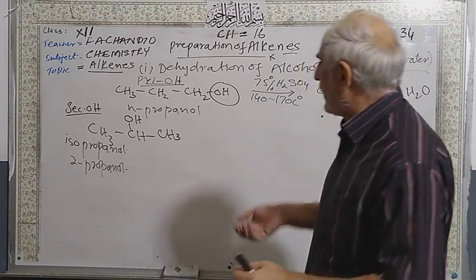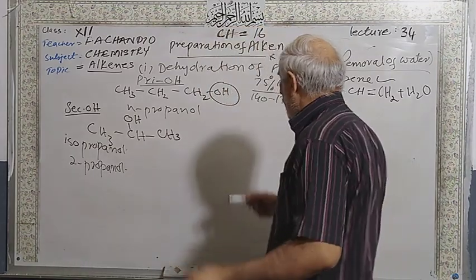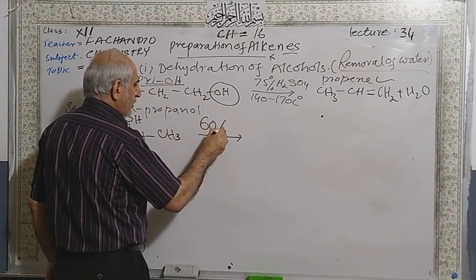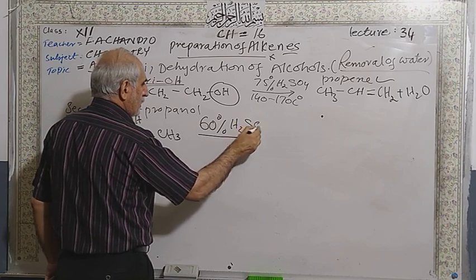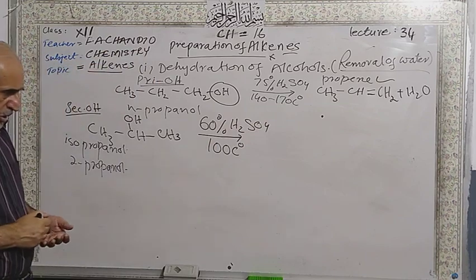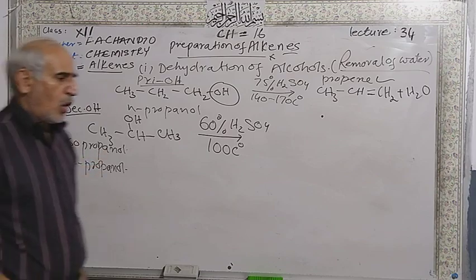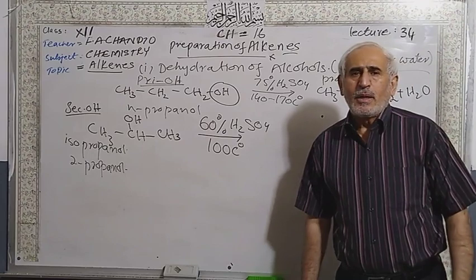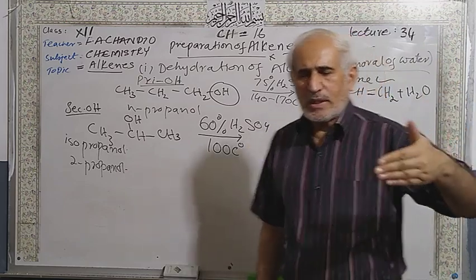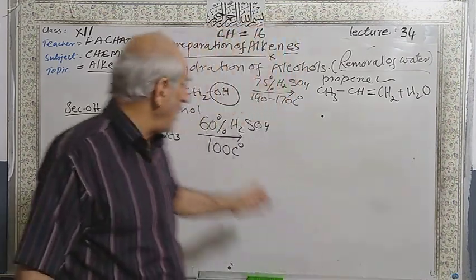That's why this type of alcohol is a secondary alcohol. The secondary alcohol can be dehydrated more easily as compared to the primary alcohol. The conditions are about 60% sulfuric acid, and the temperature is also reduced to 100 degrees Celsius. This is about the secondary alcohols. Ease of dehydration is going to increase. Tertiary alcohols are very easy to dehydrate, then secondary alcohols, and primary alcohols are very difficult. That's why you are seeing these conditions.